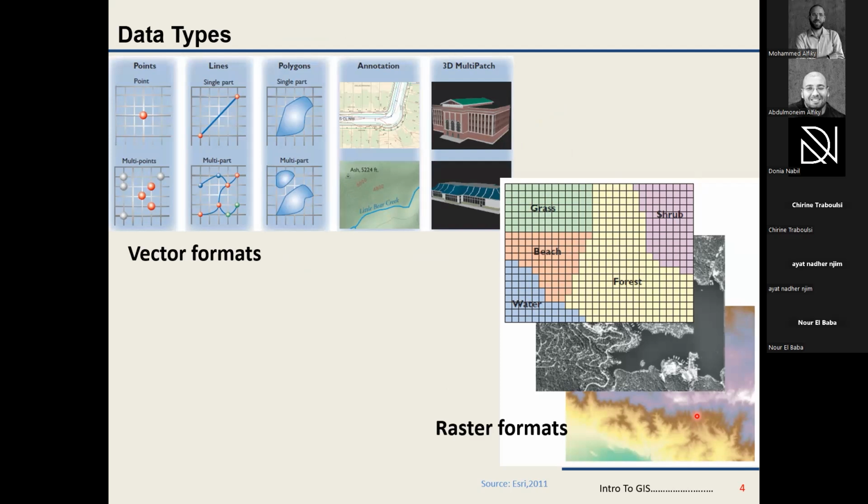In vector data, it's more simplified. It's segments that have their own XY data, and to each segment, or each polygon or each line, we have a record in the attribute table, and that's it.